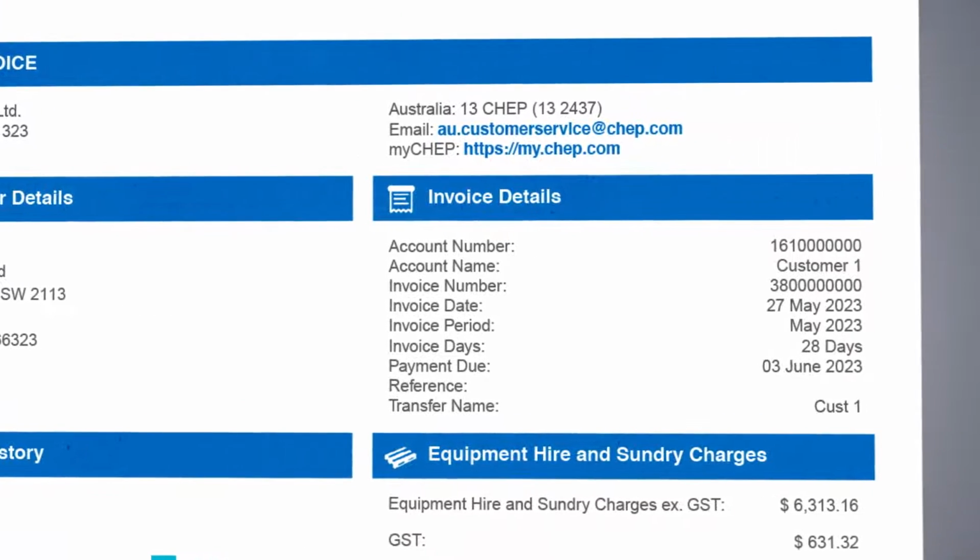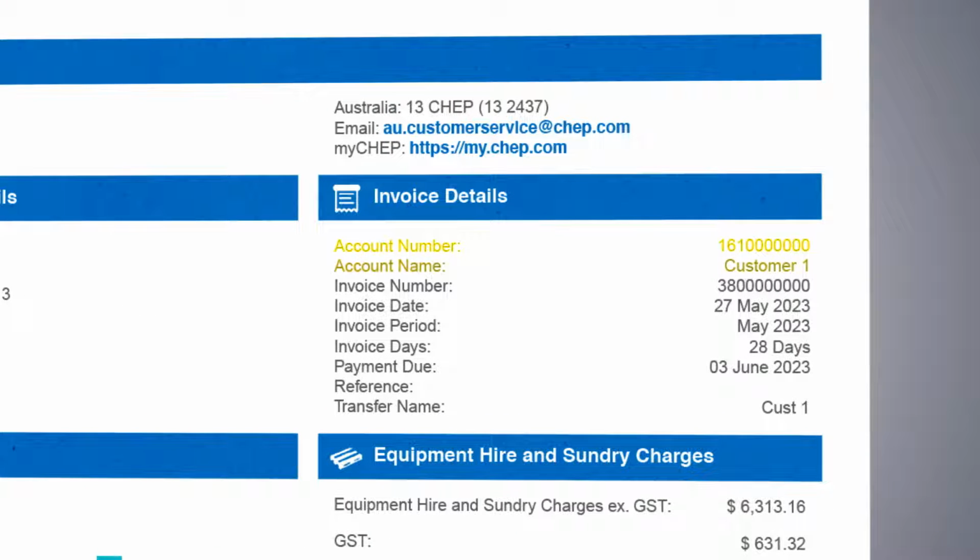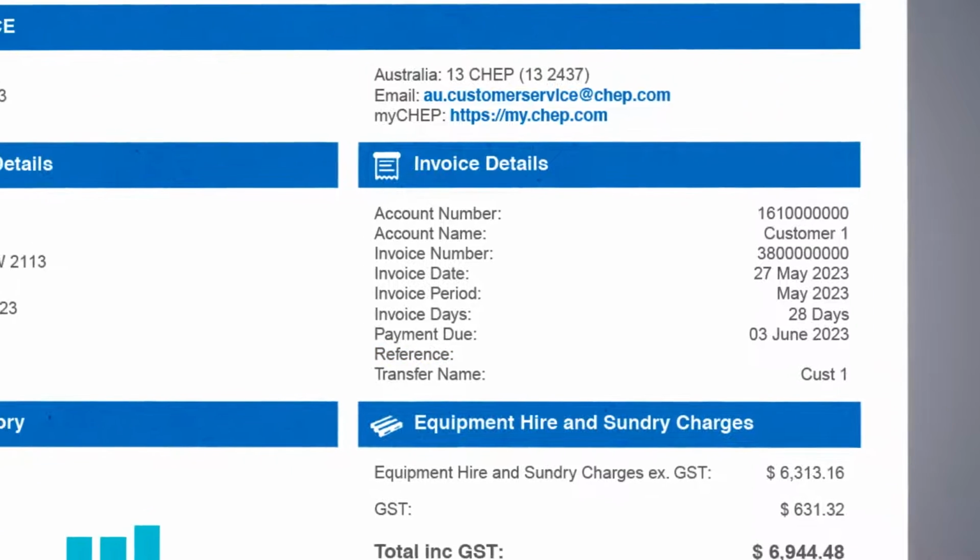Within the invoice details, you will find your account number and name, the invoice number, invoice date, invoice days, and the date payment is due. If you have provided a purchase order, it will be displayed in the reference field.